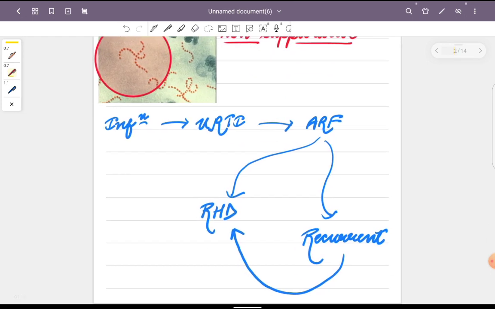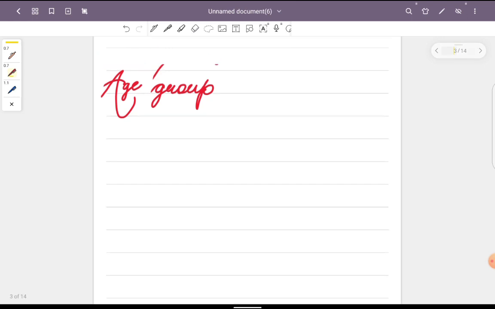Now what happens is there is infection with group A beta hemolytic streptococcus which leads to upper respiratory tract infection, then an episode of acute rheumatic fever. So either there is a single episode of acute rheumatic fever or whenever there are recurrent episodes of acute rheumatic fever, both can lead to rheumatic heart disease.